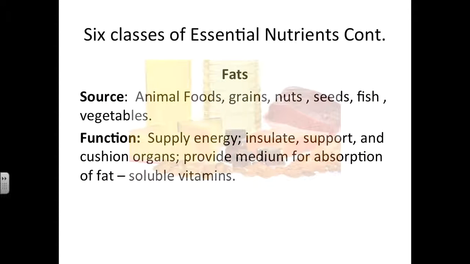Which then takes us to fats. Fats build up healthy cells. They build up cells in the brain, and they act as a protective cushion for your major organs. You get fats in animal foods, grains, nuts, seeds, fish, and vegetables. And as I was saying, it supplies energy, insulates, supports, and cushions the organs, provides a medium for absorption of fat-soluble vitamins.